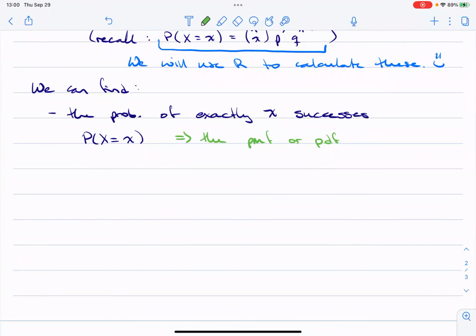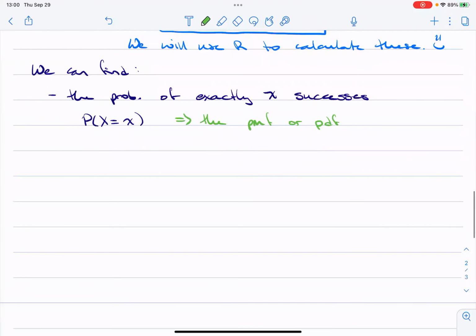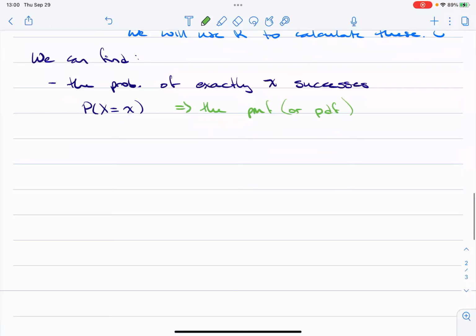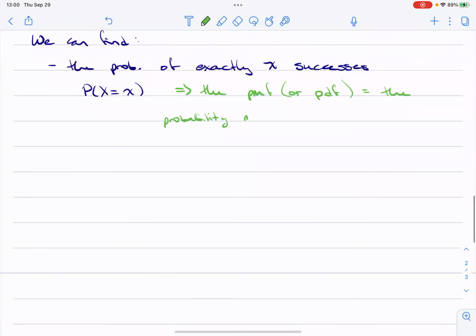Okay, so the PMF or the PDF, which is the probability mass or distribution functions. They're the same. Just some textbooks call it the PMF and some textbooks call it the PDF.